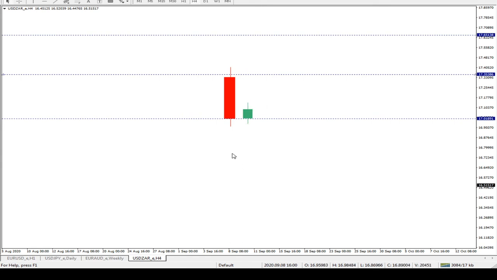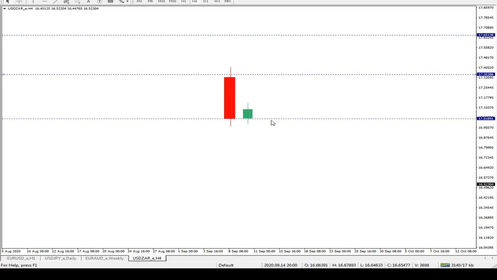So just the same way we defined the bullish inside bar, you can see that with the bearish inside bar, the low of the inside candle is actually above the low of the mother candle, and the high of the inside candle is below the high of the mother candle. Then if you look at the body size, you can see that the inside candle is actually smaller compared to the previous candle, the mother candle.